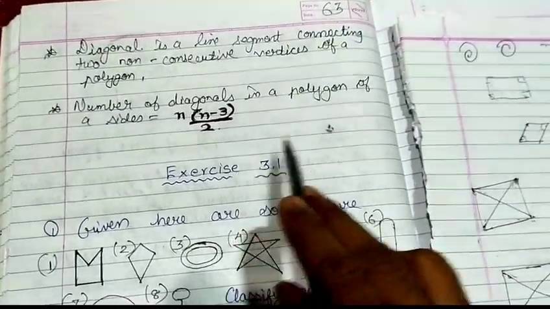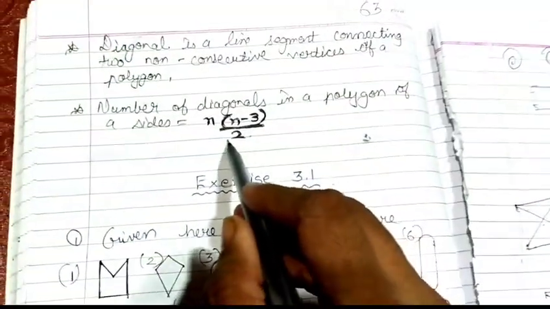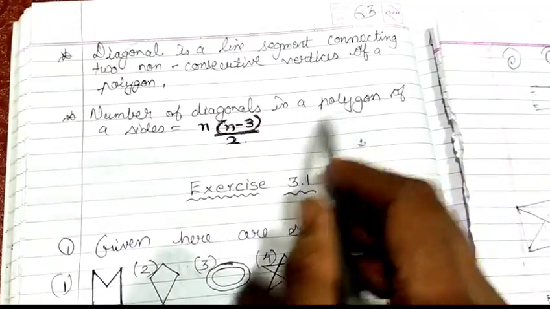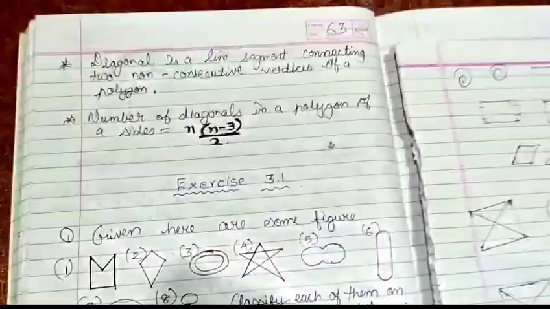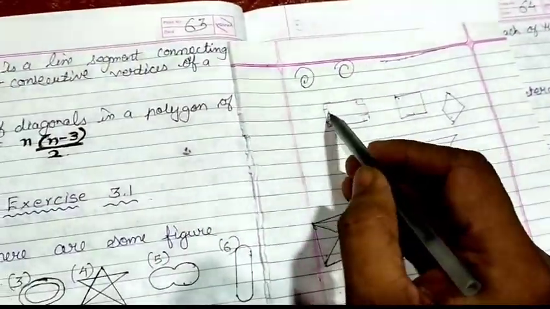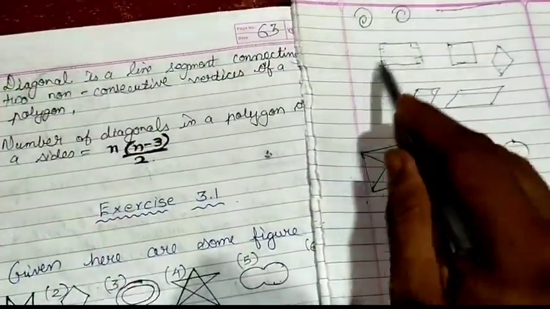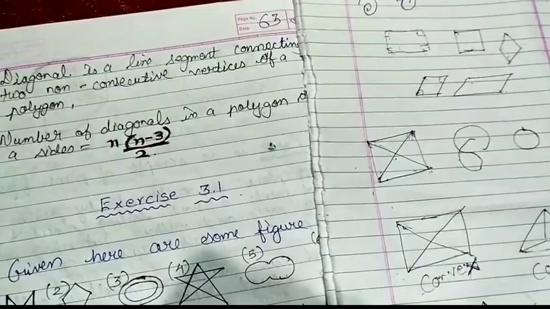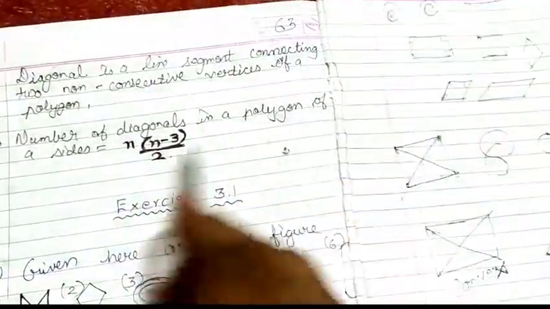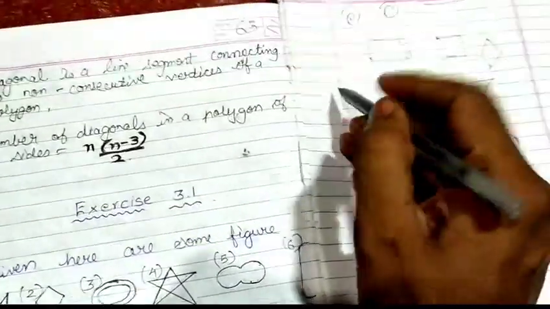Now, the number of diagonal in a polygon of n sides. Now, dear student, if you want to find the number of diagonal in a polygon, you have to apply this formula. Suppose how many numbers of diagonal are there in a quadrilateral. So, you have to apply this formula. Take for example, quadrilateral having four-sided figure, as I told you. Now what you will write over here, the number of diagonal in a polygon of n sides. Now n means what? You have to write the number of sides. The quadrilateral having four sides.